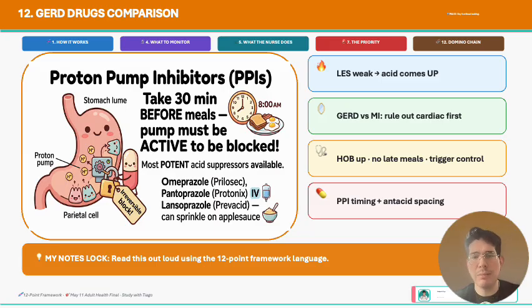So my simple medication map is: PPI prevents strong acid production. H2 blocker reduces acid signaling. Antacids neutralize acid already there. Copy?